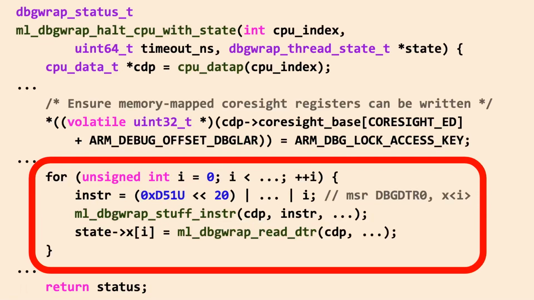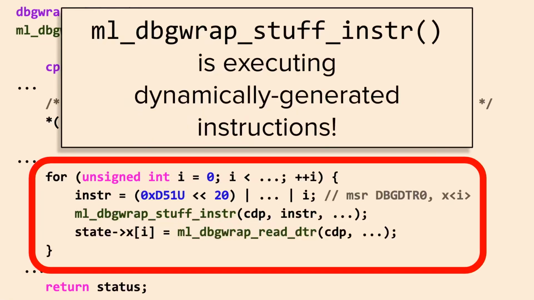Next, it passes that opcode into the ml debug wrap stuff instruction. And finally, it reads the value of the debug DTR register and writes the value into the output buffer's XI field. So this is actually really interesting, because what it suggests is that ML debug wrap stuff instruction is somehow executing dynamically generated instructions. And this really flies in the face of the security model that KTRR is designed for.